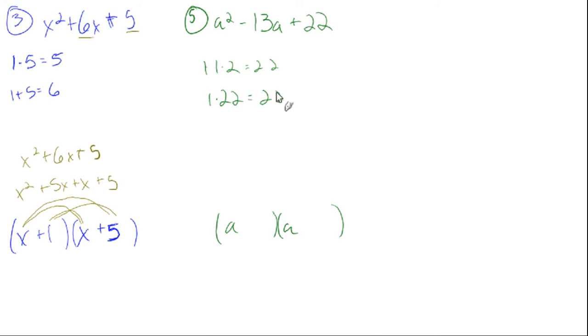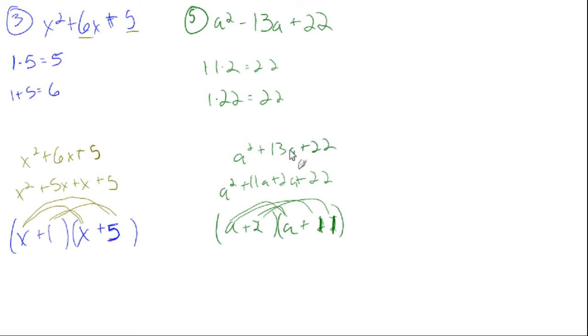Okay, so we could try 1 and 22. Let's make it a little easier. Let's do 2 and 11. Okay, if we multiply these together, we get a squared. That's from there to there. And we get 11a, and then we get 2a, and then we get 22. So that is almost exactly what we need, except this is a positive 13a. It needs to be a negative 13a.